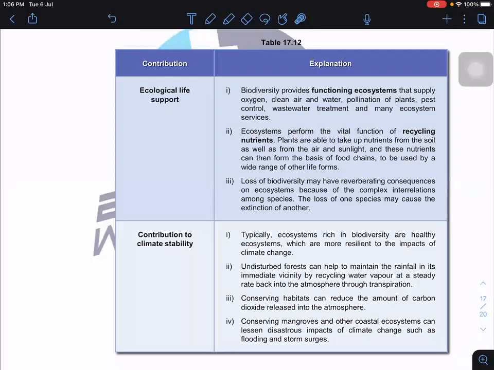Ecosystems also perform the vital function of recycling nutrients. What does it mean? Bacteria, for example Rhizobium, Nitrosomonas, Nitrobacter, and denitrifying bacteria perform the recycling of nutrients. Plants are also able to take nutrients from the soil as well as the air, and using sunlight, carry out photosynthesis and form the basis of the food chain. Without plants, there are no producers. So we know that loss of biodiversity may have a reverberating consequence on the ecosystem because of the complex interrelations among species. If one species goes extinct or disappears from an ecosystem, the rest of the species will definitely be affected.